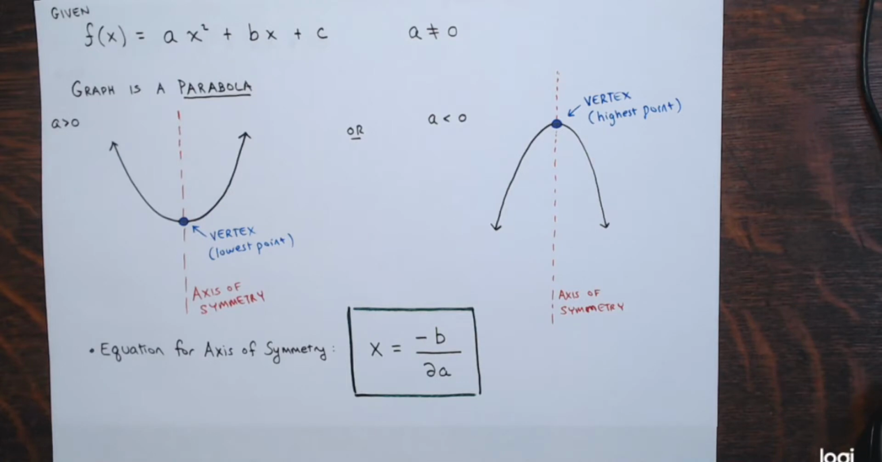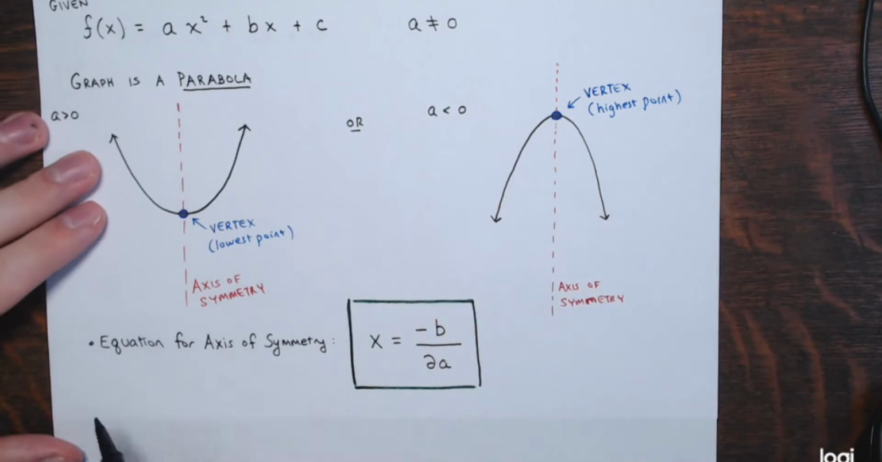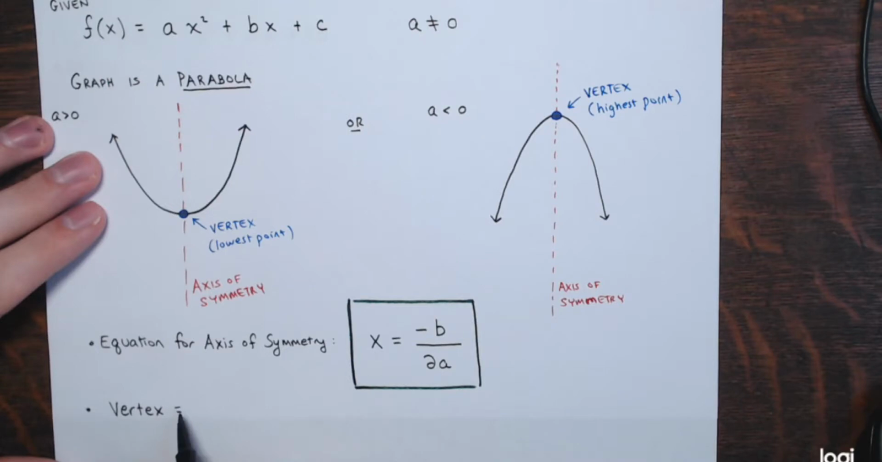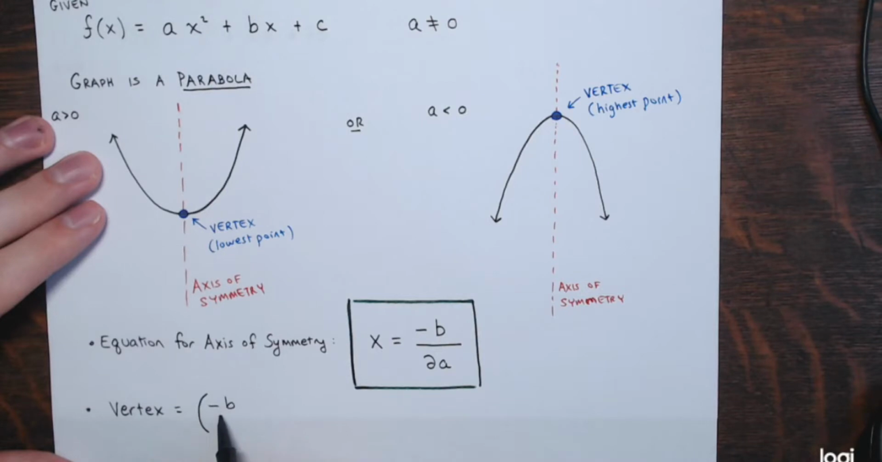All right, and then something else to remember is how to find this point. How do I find the coordinates of this point? Well, the vertex is the following ordered pair. Since it's on the axis of symmetry, the opposite of b over twice a is the x-coordinate of the vertex. So the x-coordinate of the vertex is negative b over 2a. That's coming straight from the fact that the vertex is on the axis of symmetry.